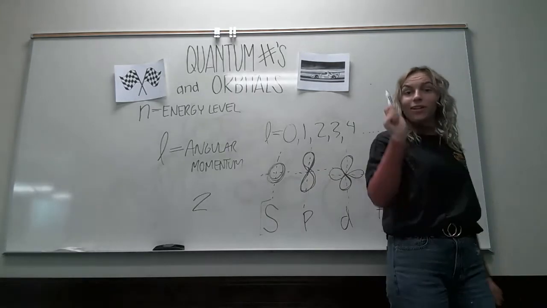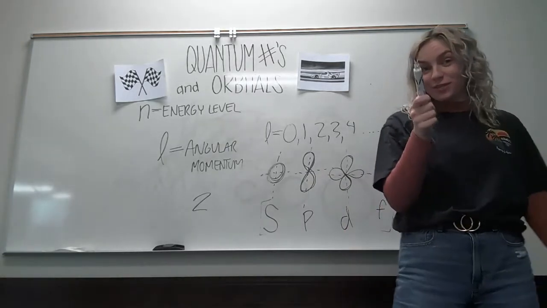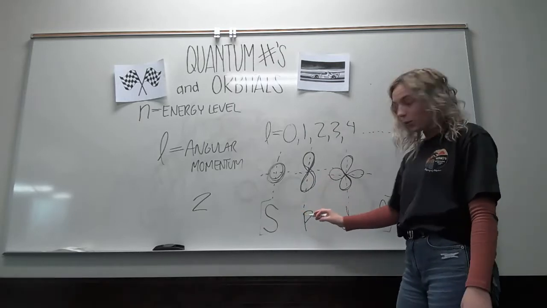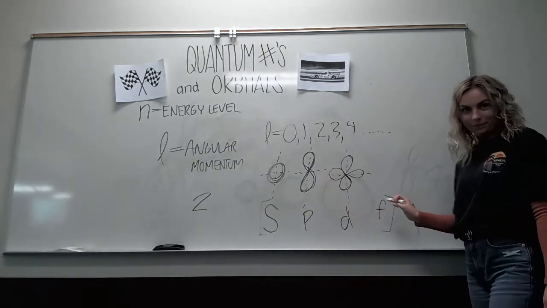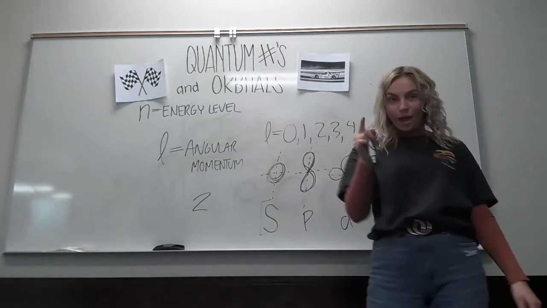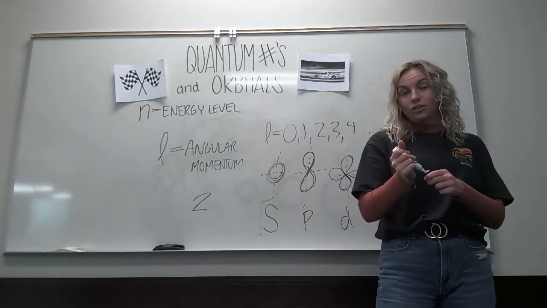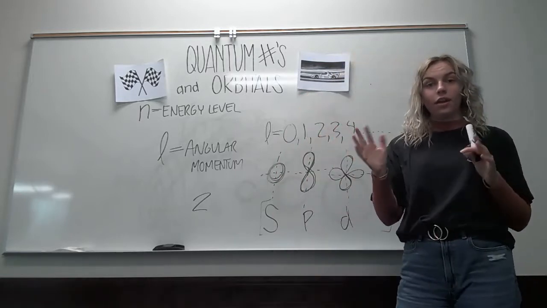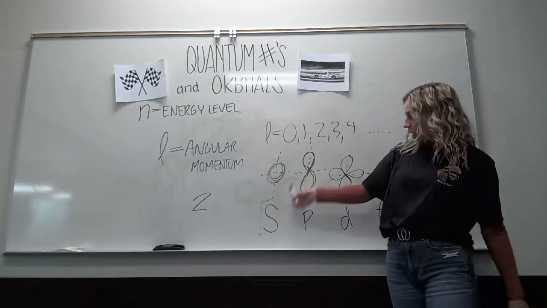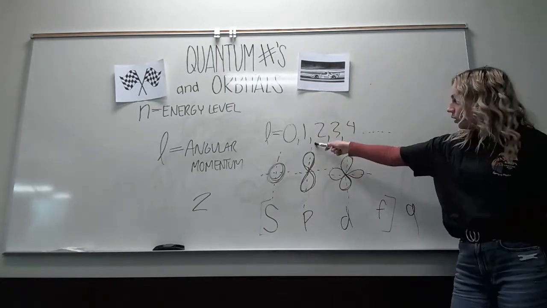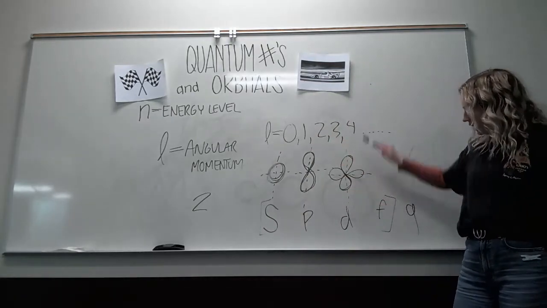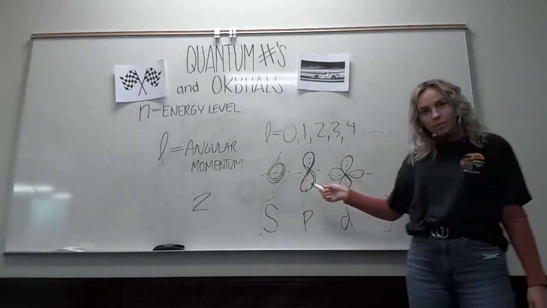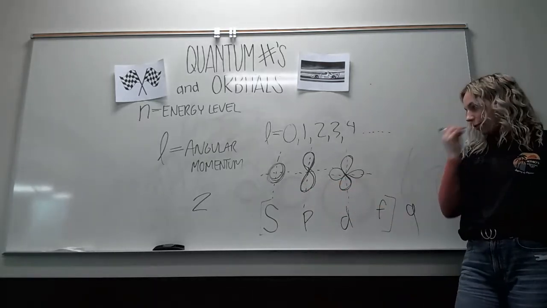And I have come up with a little acronym for you. So if you're watching this video, you're welcome. The acronym is: super powers don't fail. So one more time, super powers don't fail. And as long as you remember that, you can remember the order of the angular momentum. So you've got 0, you've got S, 1, you've got P, 2, D, 3, F. Superpowers don't fail. And if you look at the shape, each shape is associated with a different letter.